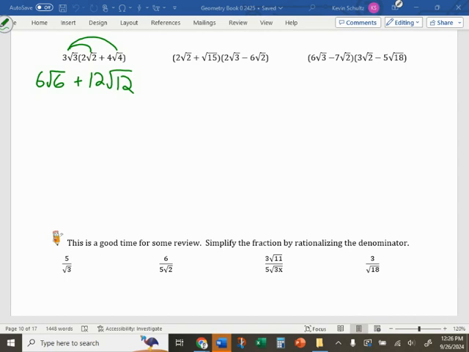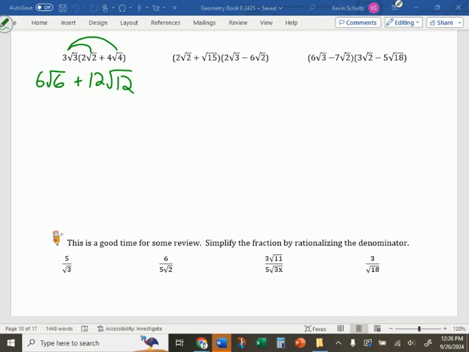Can we add 6 root 6 and 12 root 12, the way it's written? No, because the roots are different. What is the only way that we can make them the same? Simplify. The only way we could get like roots here is by simplifying.